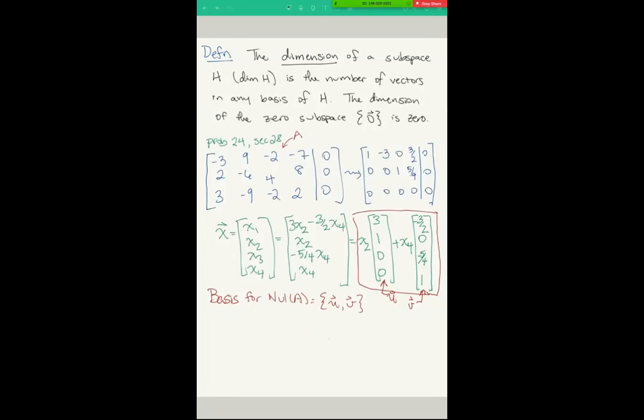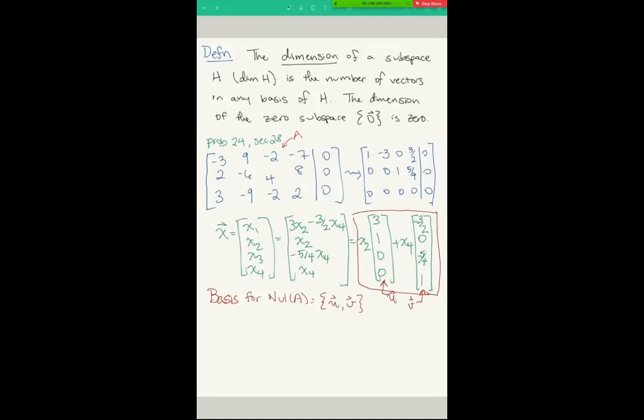So in general, the dimension of any subspace is just the number of basis vectors. Let's revisit this problem that we did in the last video. This is problem 24 from section 2.8. Here's our matrix A, and we wanted to know the null space of A. So what is the set of all solutions to the homogeneous system?